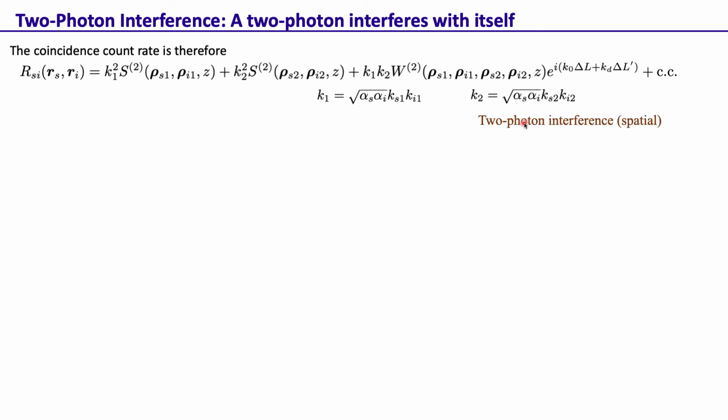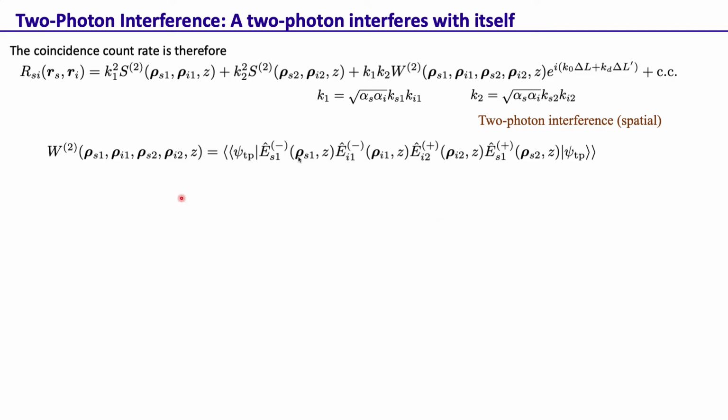And this is the two-photon interference. This is the generic two-photon interference law, and we see the structure is again the same as we have for any interference, whether it is one photon or two photon, as long as it involves two interfering alternatives. This is the generic structure that we have seen. Now this W, a function of rho s1, rho i1, rho s2, rho i2, which is defined like this, we can actually call the two-photon cross spectral density function.